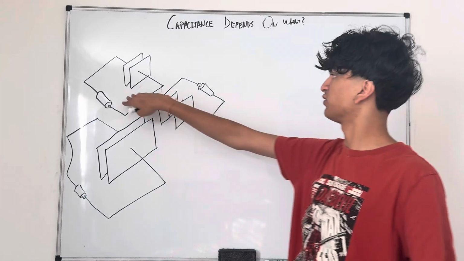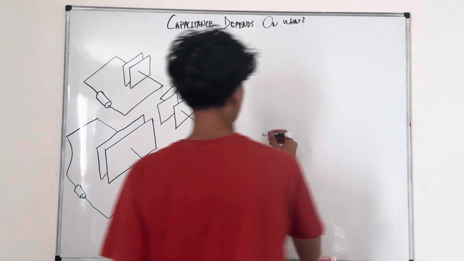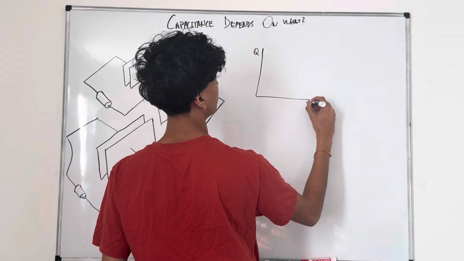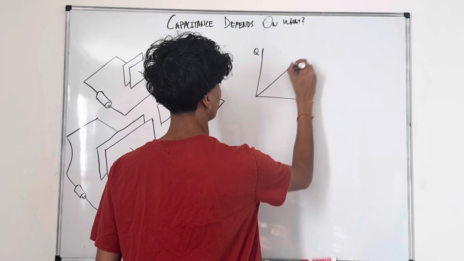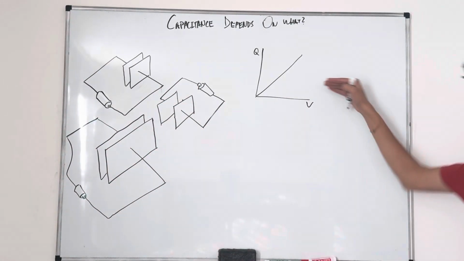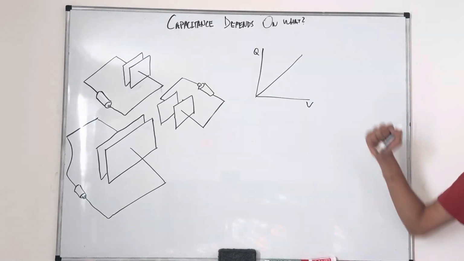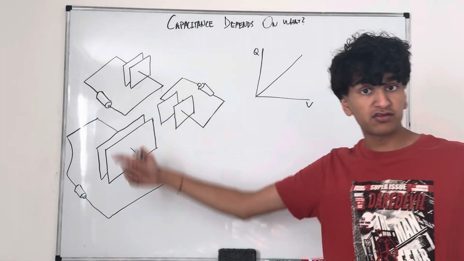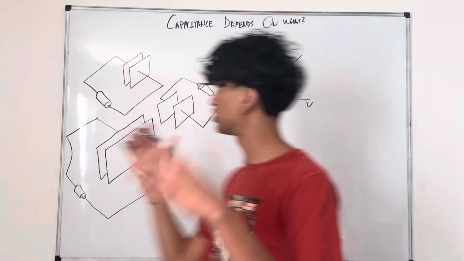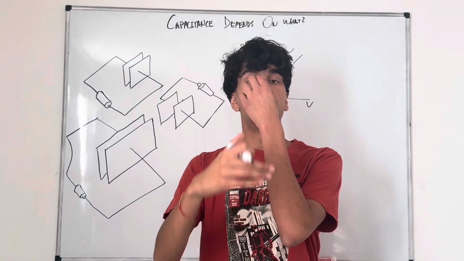But if you just take your good old capacitor, just any old capacitor, and you try to vary the voltage, so if we have Q and then V, hopefully you understand at this point that it would be a linear graph. Twice the voltage means twice the charge. So the question remains, why doesn't the voltage affect the capacitance? Because if you have more voltage, that should lead to more charge on the plate. Doesn't that mean more capacitance?